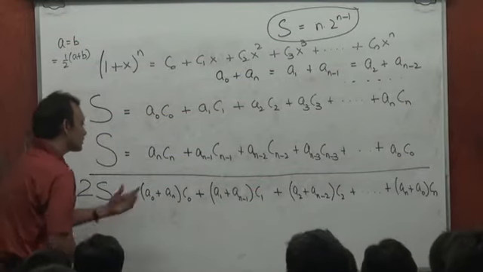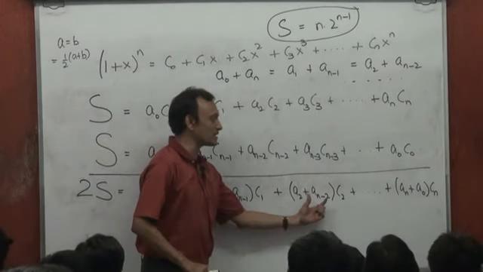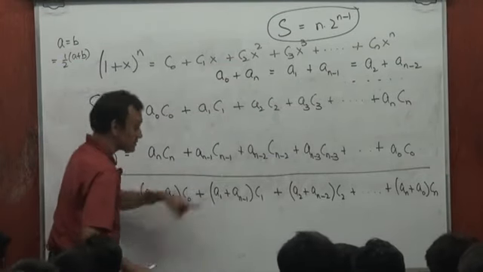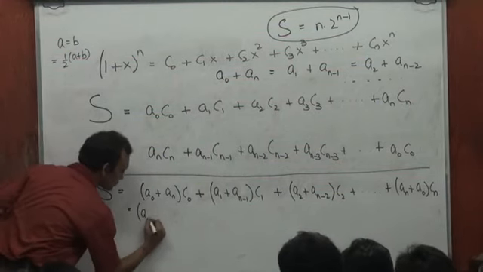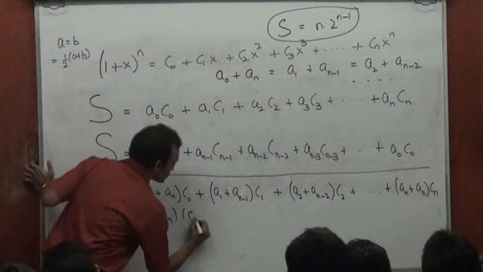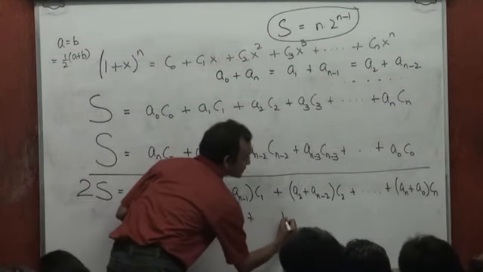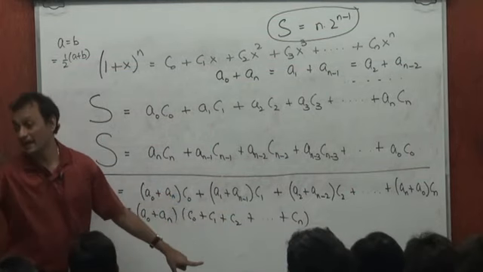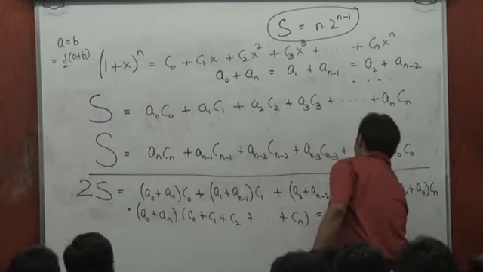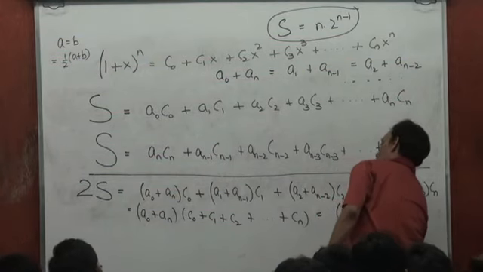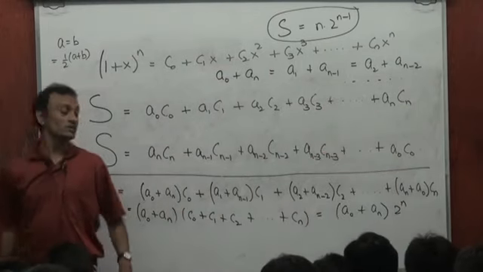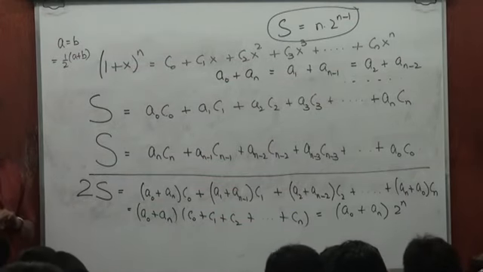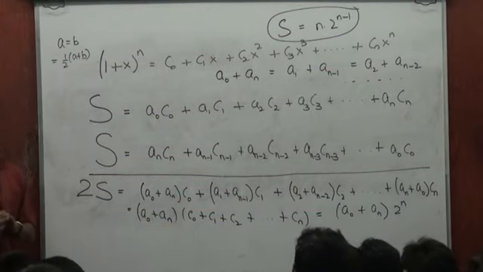Right? Yes or no? A naught plus A n is the same as A1 plus A n minus 1, which is the same as A2 plus A n minus 2, and so on and so forth. Right? Which means I could write it in these terms. So, if I took A naught plus A n common, then I am left with C naught plus C1 plus C2 plus up to C n. But what is C0 plus C1 plus C2 plus up to Cn? 2 to the power n. That's 2 times S. So, S would be A0 plus An times 2 to the power n divided by 2. Yes or no? Does it make sense to all of you?